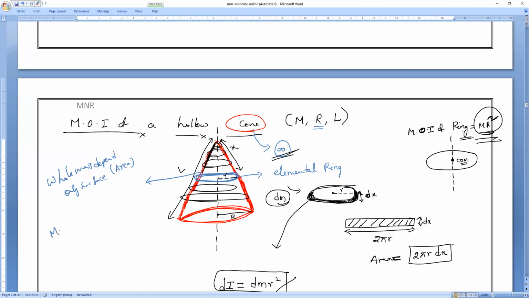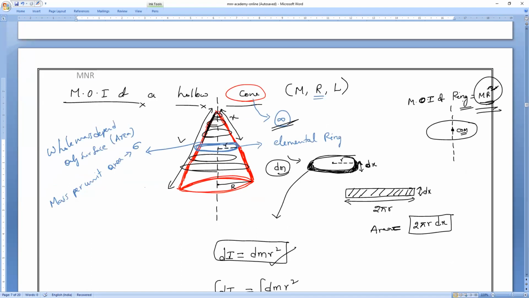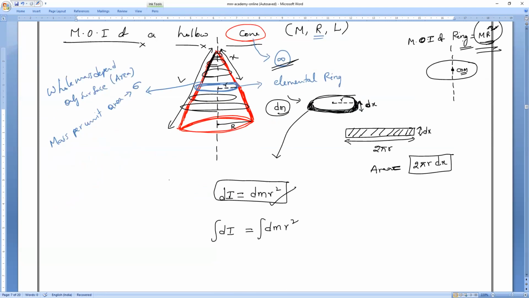Mass per unit area. What is the symbol? Are you all there? So what is the mass per unit area, everybody? Sigma. Extremely fine. Super. Mass per unit length is lambda, mass per unit area is sigma, and mass per unit volume is rho.